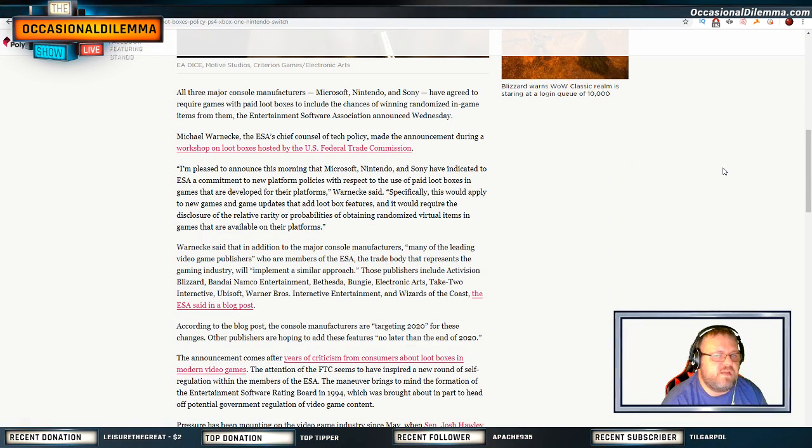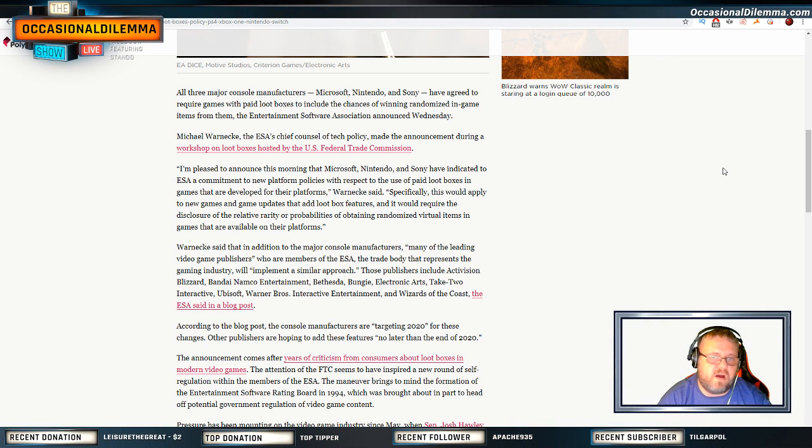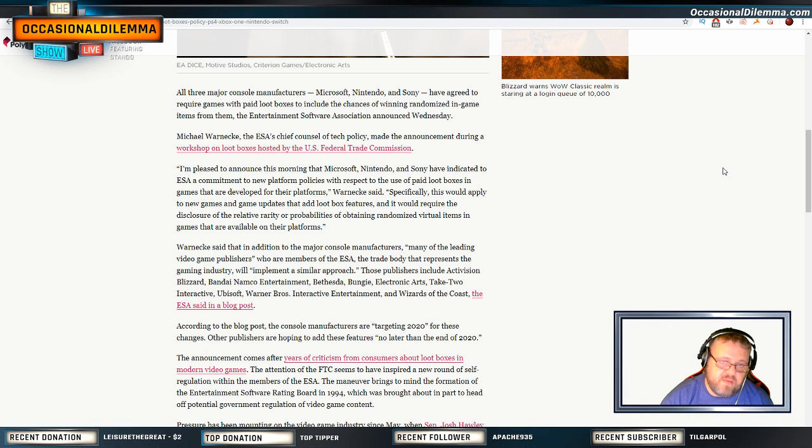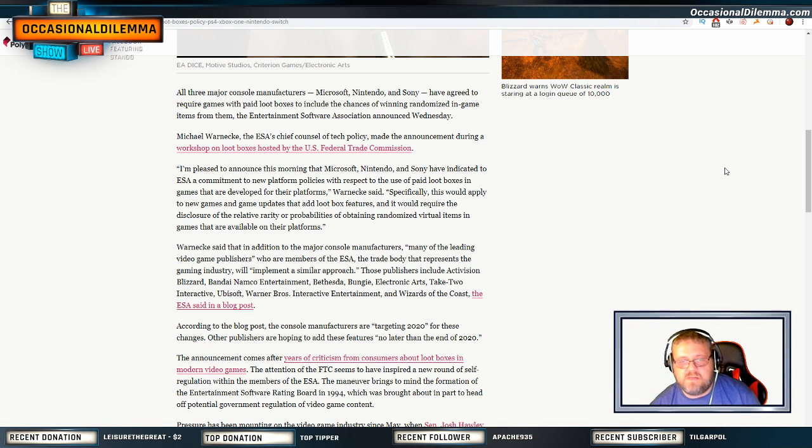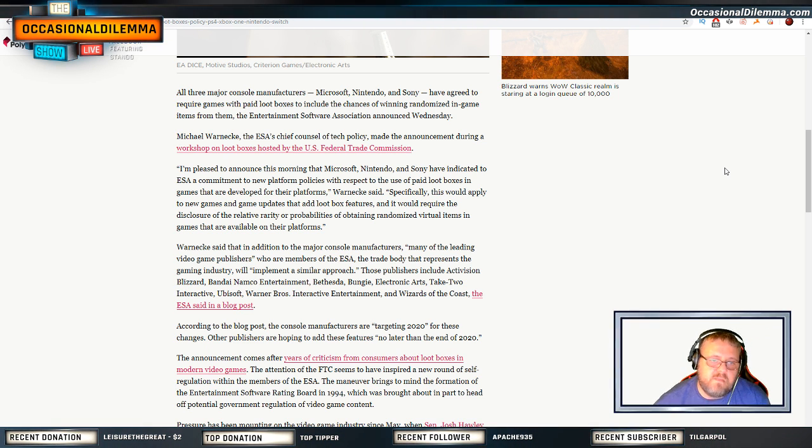All three major console manufacturers, Microsoft, Nintendo, and Sony, have agreed to require games with paid loot boxes to include the chances of winning randomized in-game items from them. The Entertainment Software Association announced this on Wednesday. Michael Warnack, the ESA's chief counsel of tech policy, made the announcement during a workshop on loot boxes hosted by the U.S. Federal Trade Commission.